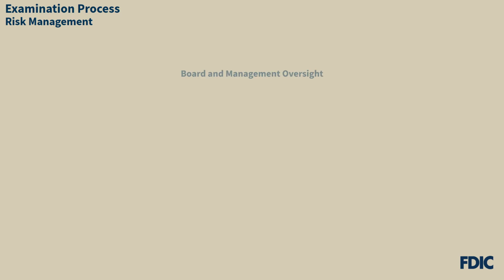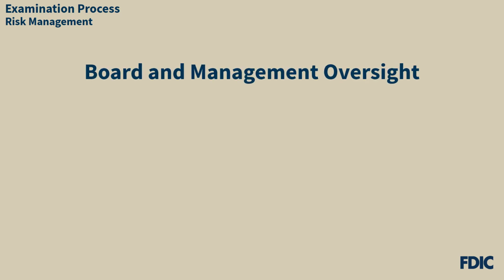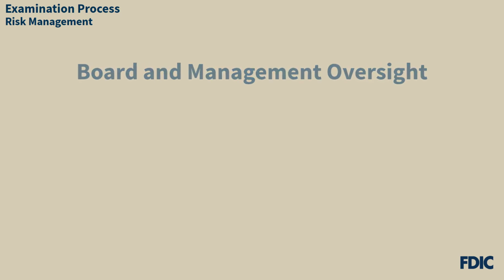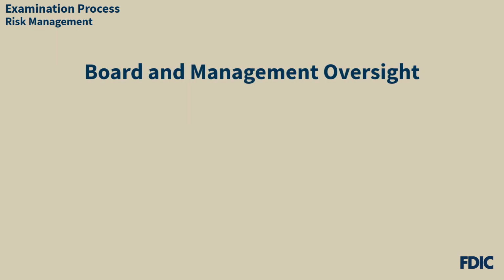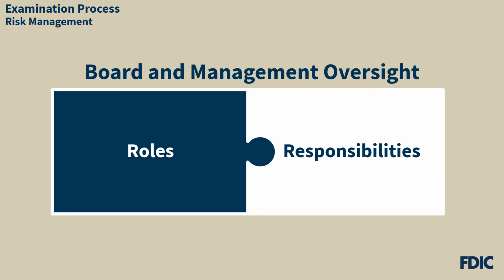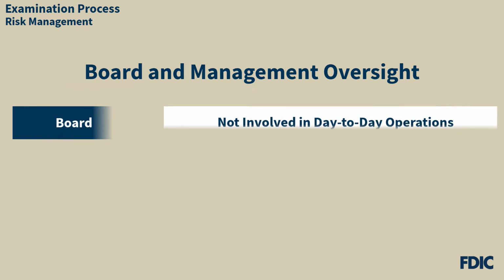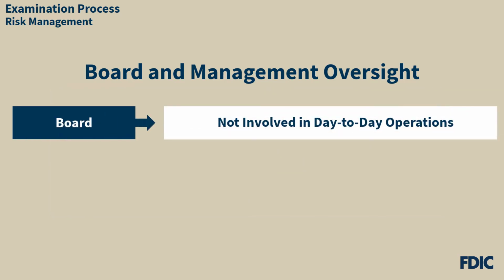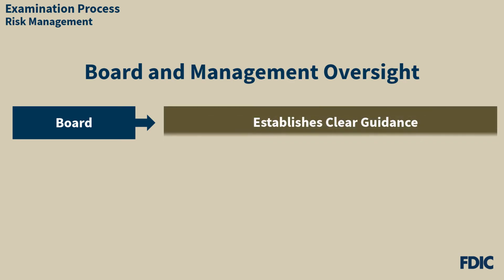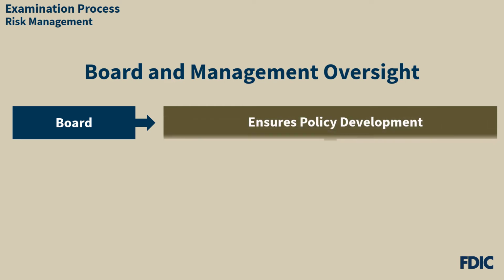The third CAMELS component is management. This component considers the oversight and support provided by both the board and senior management. The board and management have different responsibilities within the bank, but each play an important role. Generally, board members don't need to be involved in the day-to-day operations of the bank. The board's role is to establish clear guidance regarding acceptable risk exposure levels and ensure that appropriate policies are developed.